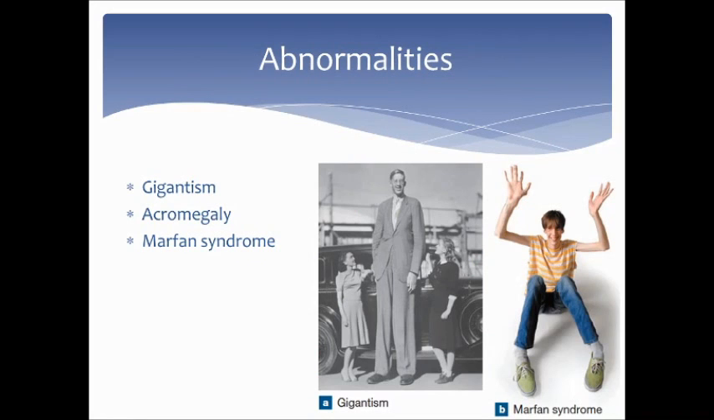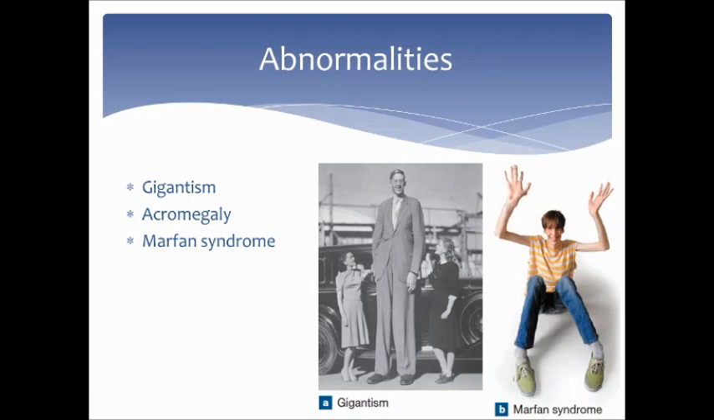Some abnormalities of bone growth. Gigantism is an increased amount of growth hormone prior to puberty. This can result in very tall individuals, but they tend to have a shorter lifespan. Acromegaly is an increase in growth hormone after puberty, usually later on in life. This will result in not just a taller individual, but they tend to have lengthier fingers and toes, bulkier skulls, and really prominent jaw ridges.